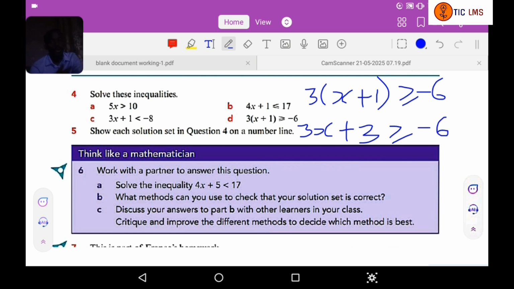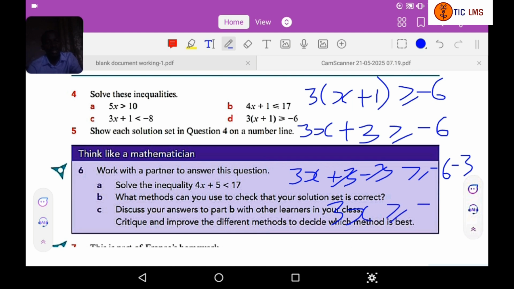Now our next step is to collect like terms. We have plus 3 and we have negative 6. Let's say that we want to eliminate the positive 3 here. So what we're going to do is subtract 3. We have plus 3 and then we subtract 3 from that 3, meaning that you're going to eliminate that plus 3. Since you have already subtracted from the left hand side, you also have to do that to the right hand side. So you're subtracting 3 from the right hand side. We're going to have 3x left, and then greater than or equal to negative 9.